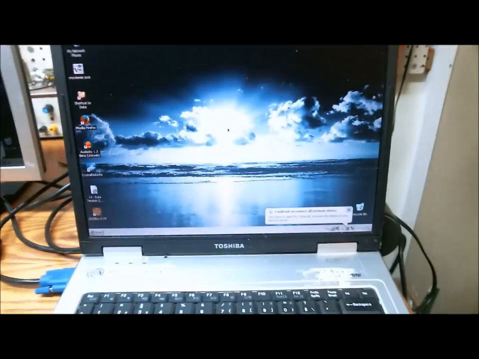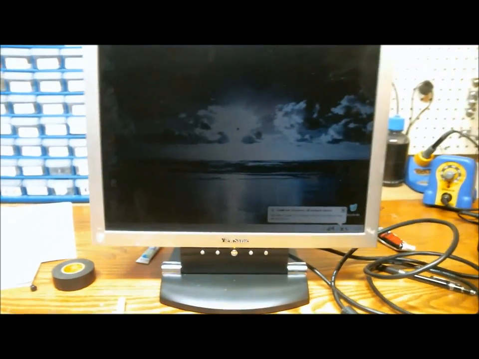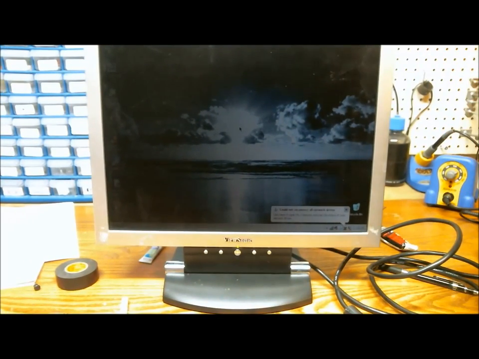This is what the laptop screen looks like. And then this is how the LCD appears. So clearly there's something wrong with the lighting mechanism. My guess is the inverter board is having some problems, but we'll need to open the monitor to find out what the problem is.